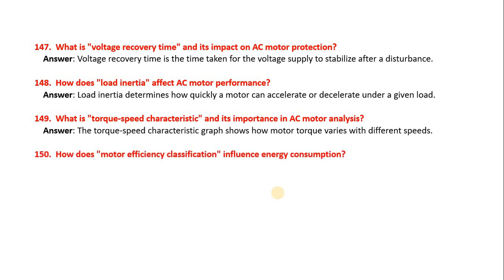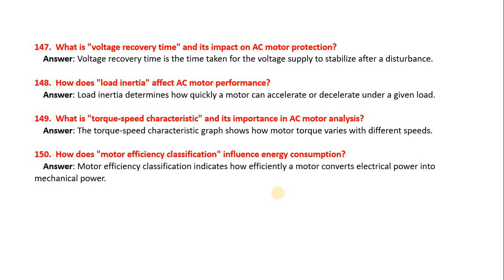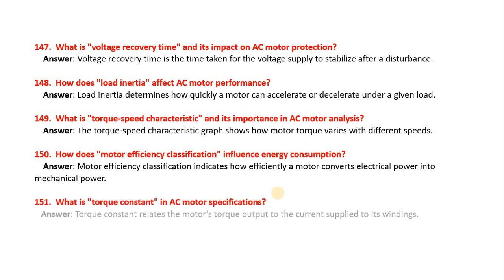How does motor efficiency classification influence energy consumption? Motor efficiency classification indicates how efficiently a motor converts electrical power into mechanical power. What is torque constant in AC motor specifications? Torque constant relates the motor's torque output to the current supplied to its windings.